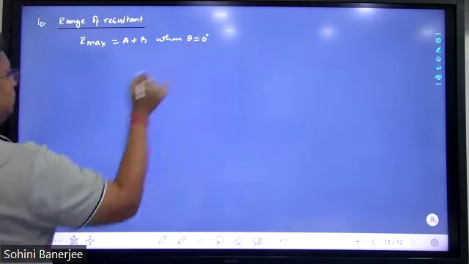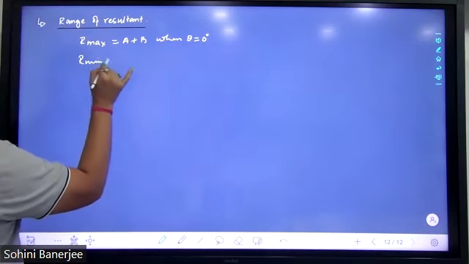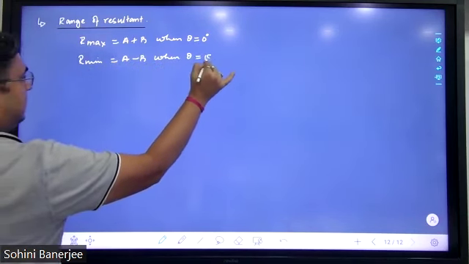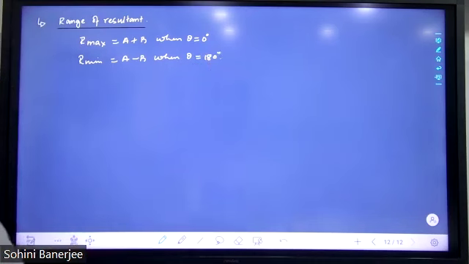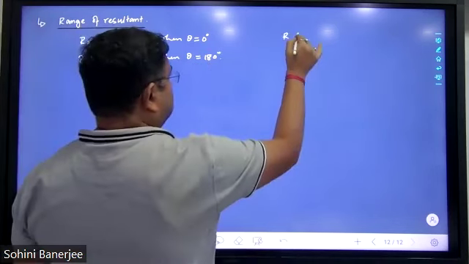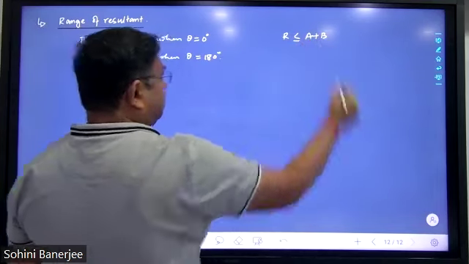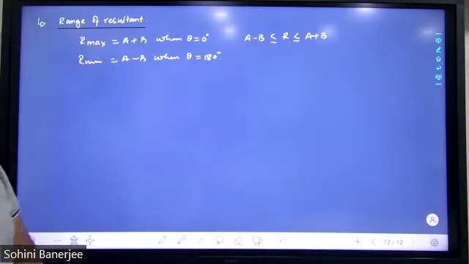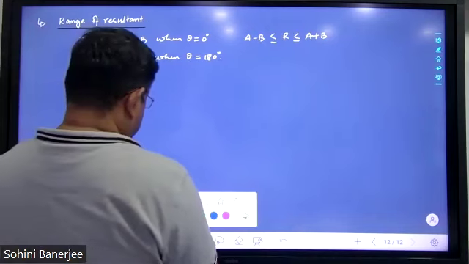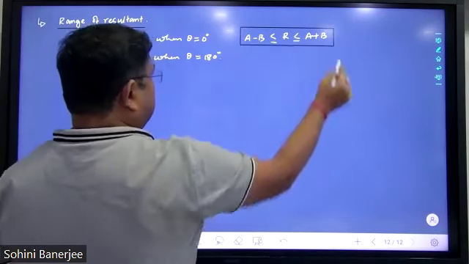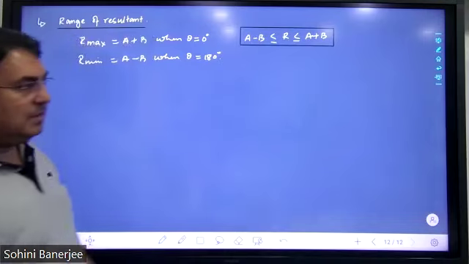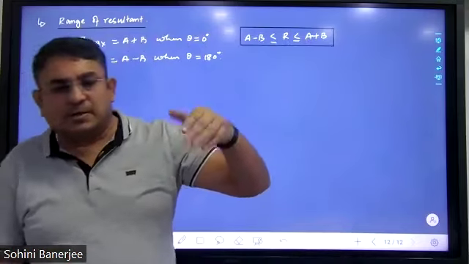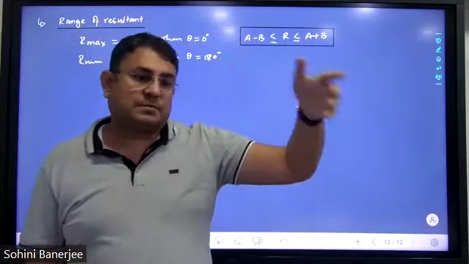Clear? That means for two given vectors, R max is A plus B when theta is 0, R min is A minus B when theta is 180 degree. So the resultant of two vectors can never exceed A plus B or be lower than A minus B. So we call it range of resultant. Resultant will always be in between A minus B to A plus B. That means for that example, 5 Newton and 2 Newton, it should always be in between 3 to 7.